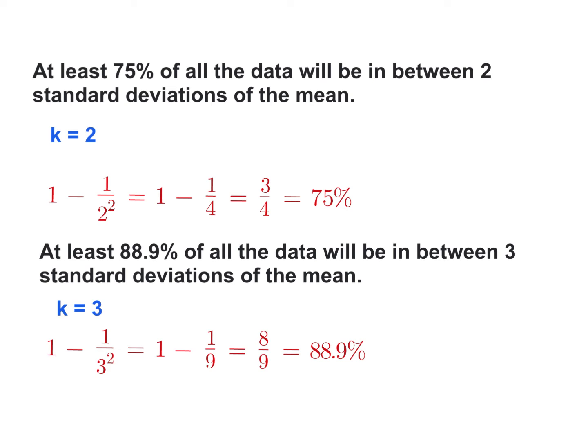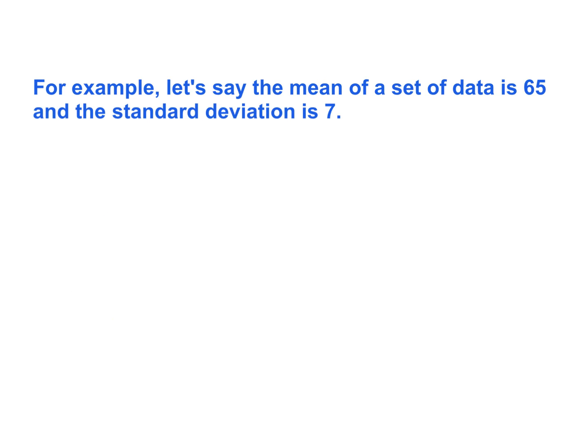So again, what we're talking about here, just so we have this, you scroll back up to that. So here's an example. Let's say that the mean of some set of data is 65 and the standard deviation is 7.